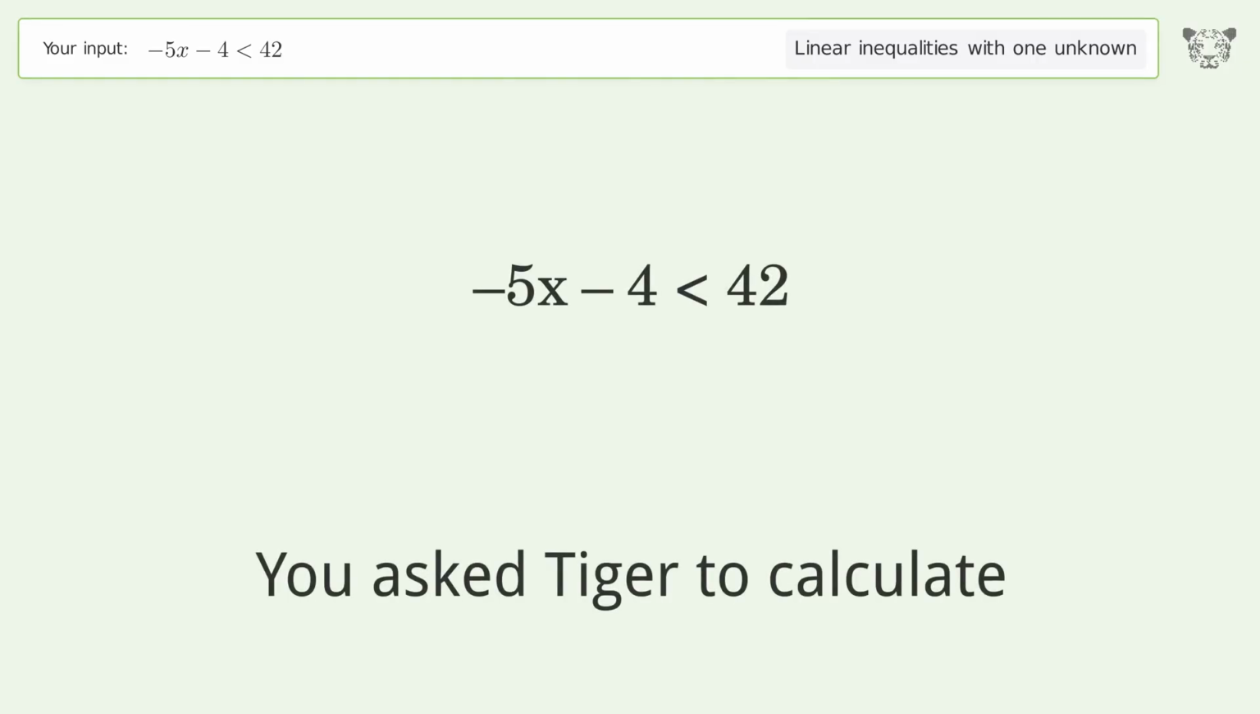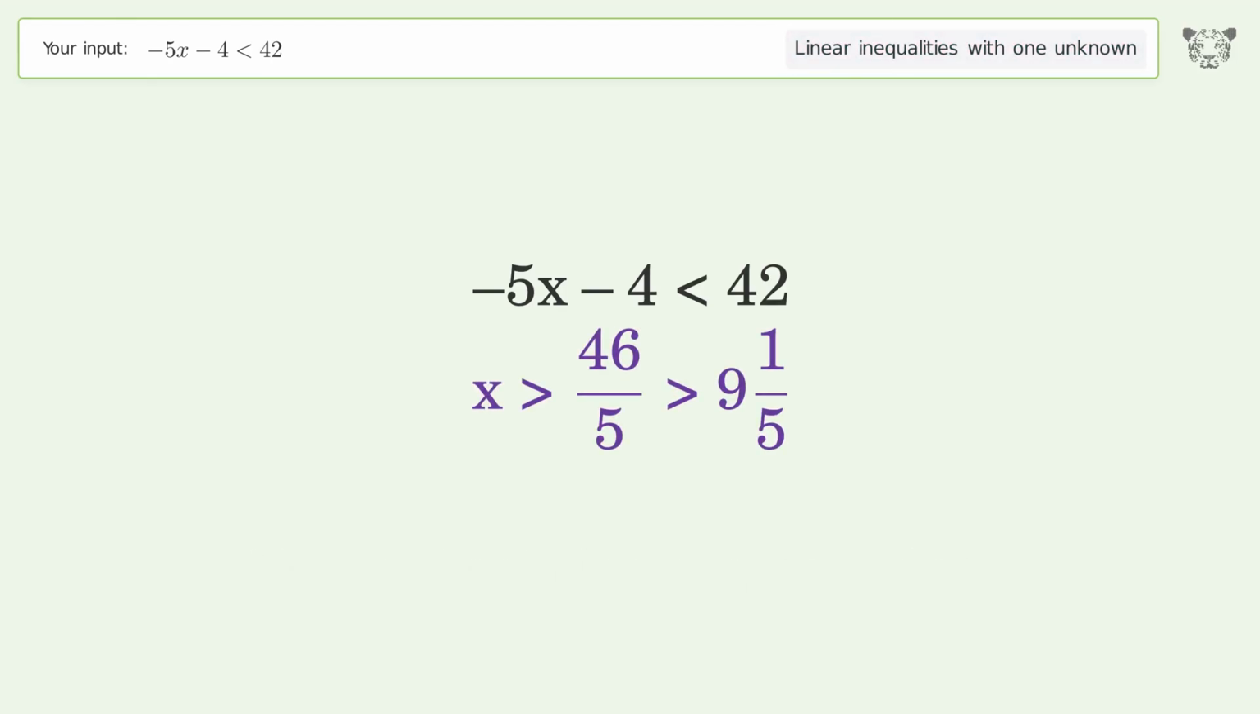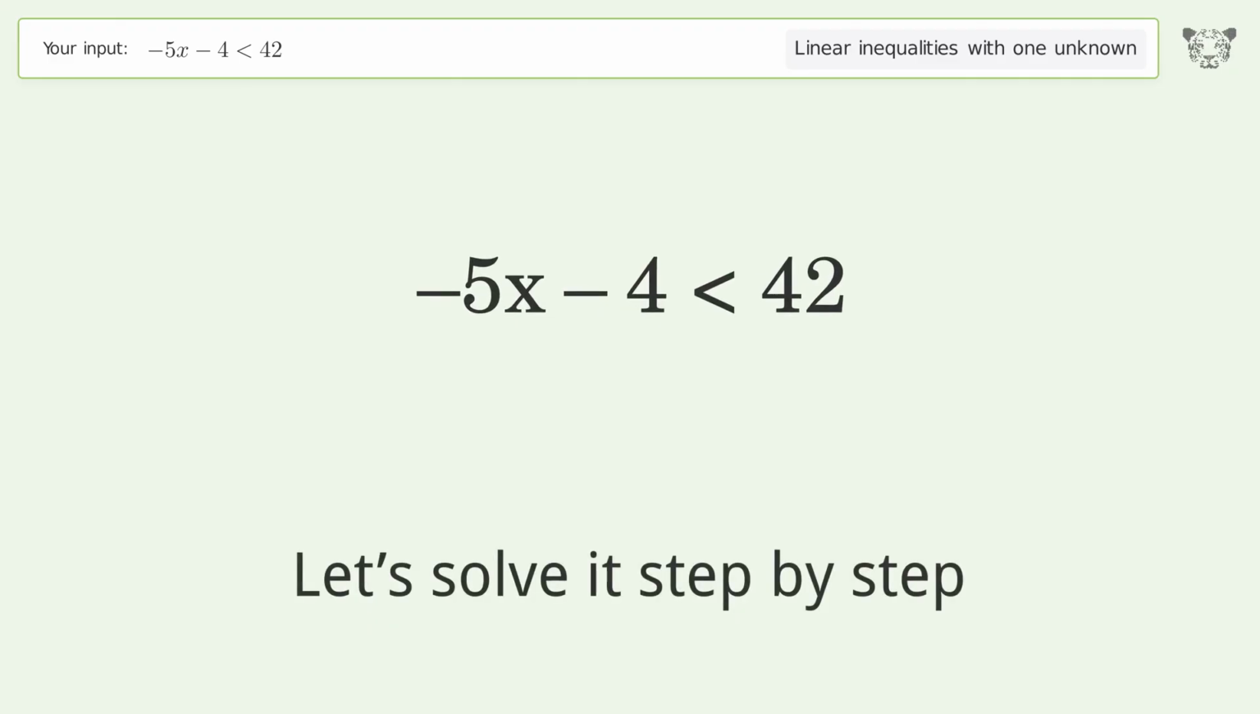You ask Tiger to calculate. This deals with linear inequalities with one unknown. The final result is x greater than negative 46 over 5 greater than negative 91 over 5. Let's solve it step by step.